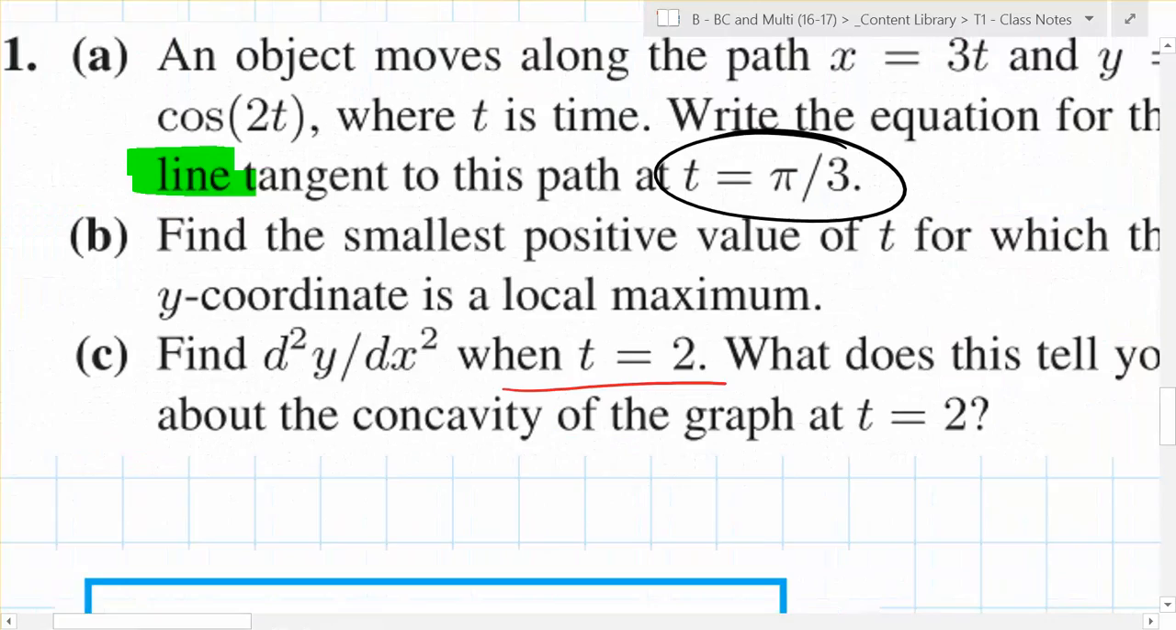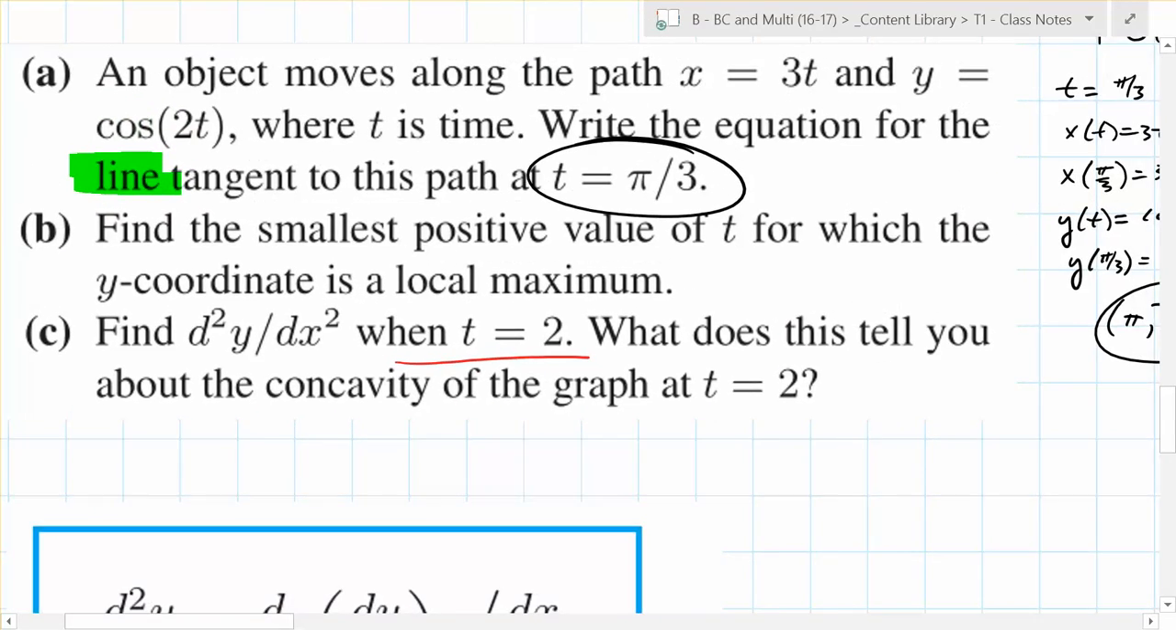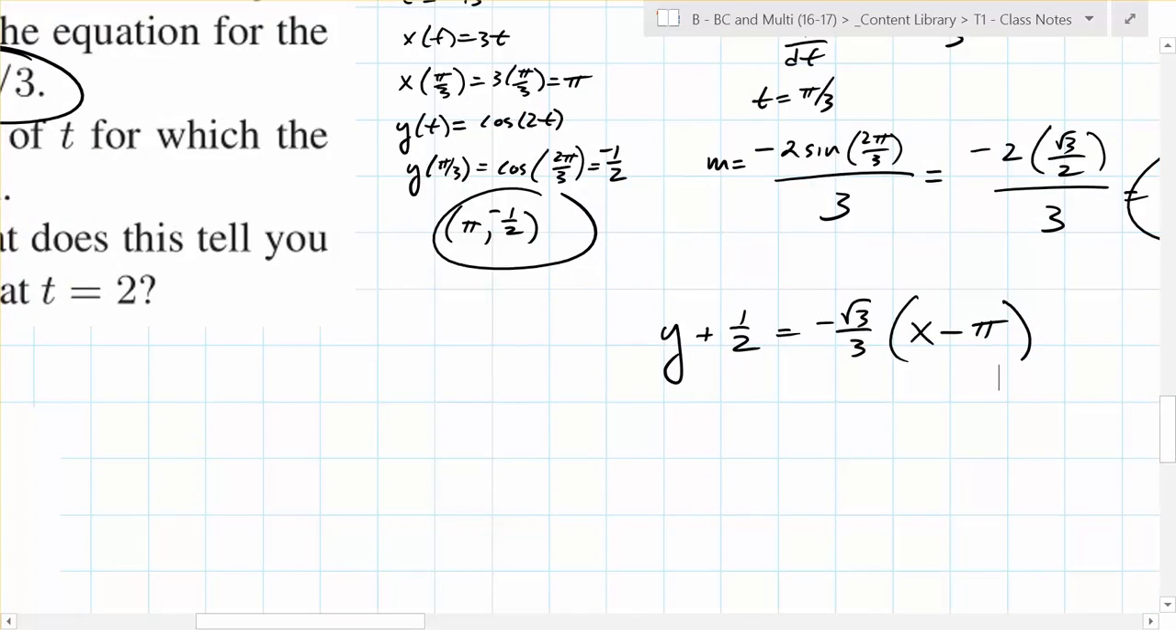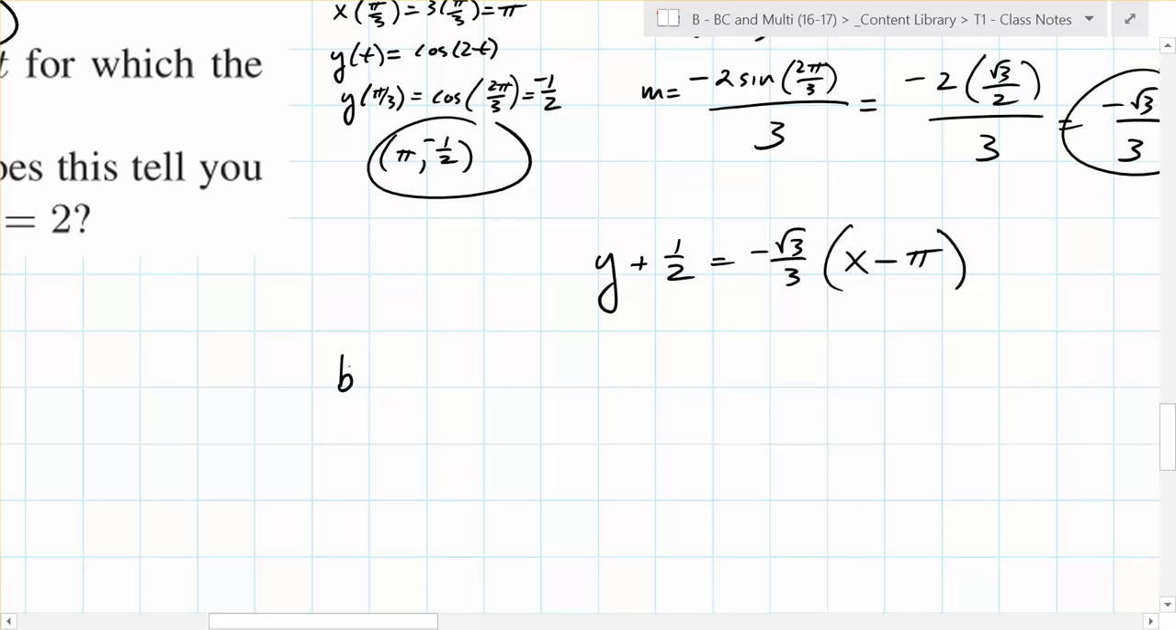Now, on the second part, it says find the smallest positive value of t for which the y-coordinate is a local maximum. What's the only thing you really need to set equal to 0 for part B? dy/dt. It's a local maximum when it stops going up and down for a split second, right? So what was dy/dt? Negative 2 sine of 2t. If it's not going up or down, it has to be 0. So we do negative 2 sine of 2t is equal to 0.